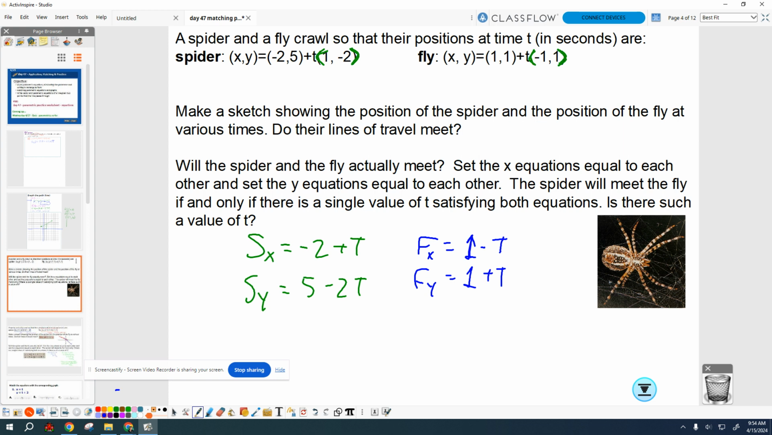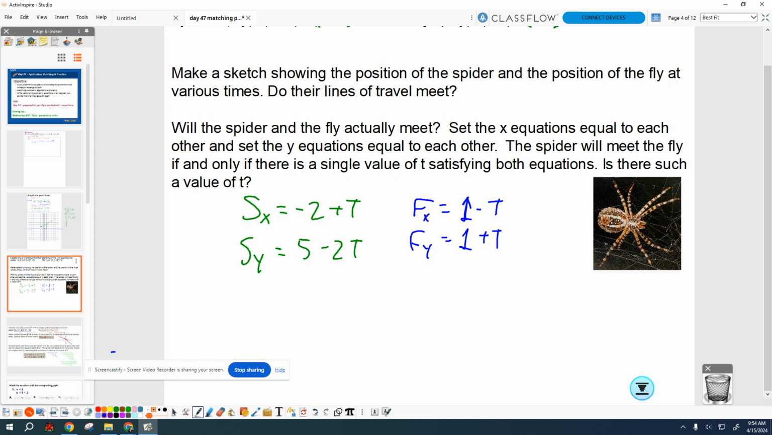How do you know which one is faster? Okay, I don't. You plug them in. There's the fly. There's the spider. Did they cross? Did they get to the same X and Y value at the same time? Well, I'm gonna do this.